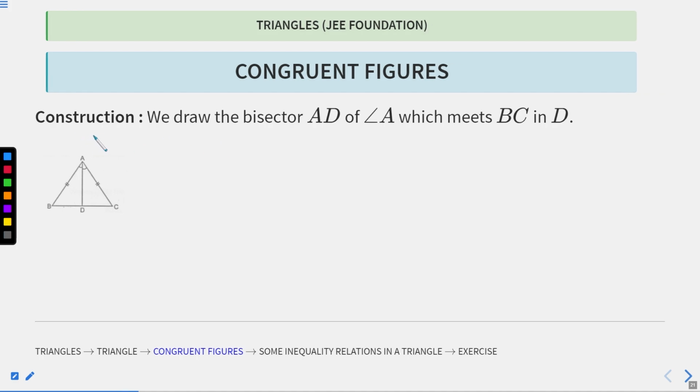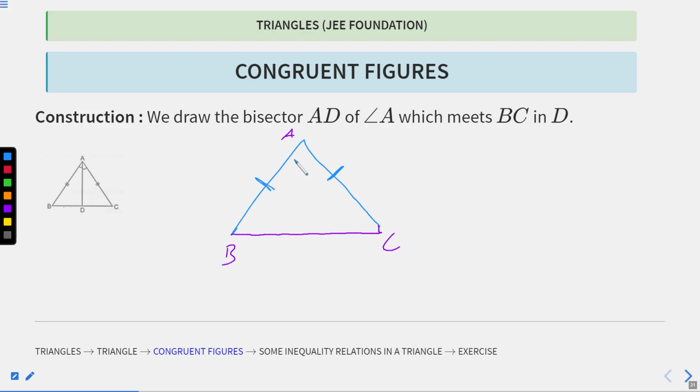First of all, we draw a bisector. In order to prove this, we are doing some construction. We are given a triangle ABC. Let me draw a new triangle from which you can easily understand what is happening. So this is my triangle ABC. What we are given is that this side is equal to this side only. We are given this information only.